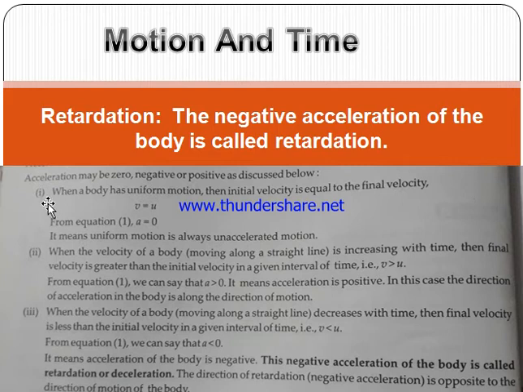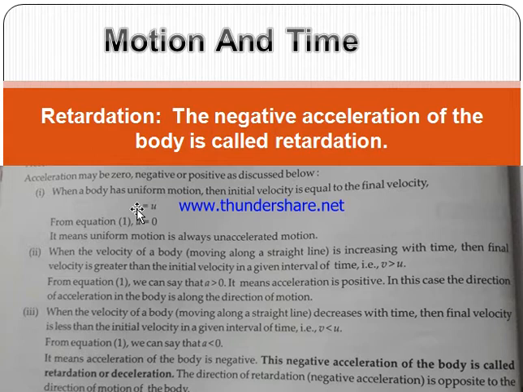Again, we are revising that acceleration may be positive, negative and zero. When acceleration is zero, initial velocity is equal to final velocity. That means the person is moving with the same velocity, then it is having no acceleration. Again, I am giving you the example of a scooty.